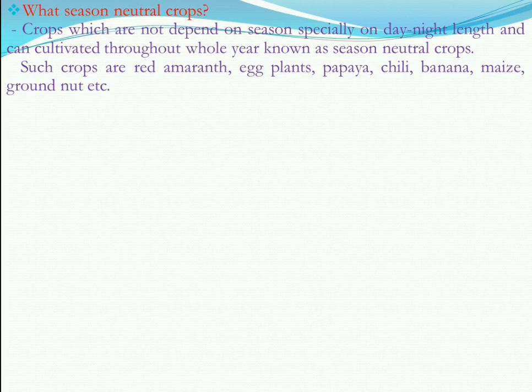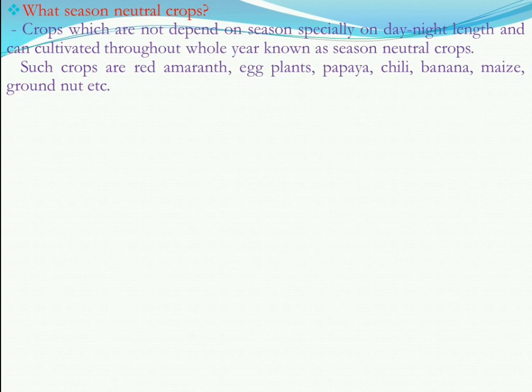Earlier, Imtiaz sir explained to you the Rabi crops and Kharif season crops. Besides the two types of crops, there is a type known as season neutral crops. That means they do not depend on Rabi season and Kharif season. You also know the characteristics of Rabi season and Kharif season. These crops do not depend on the characteristics of Rabi and Kharif. That's why they are called season neutral crops.